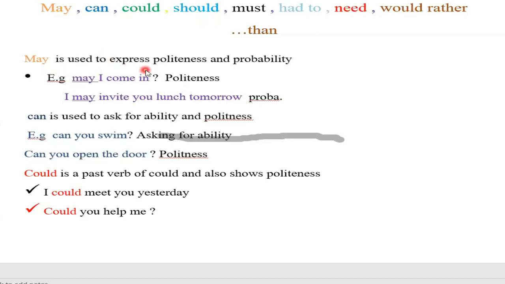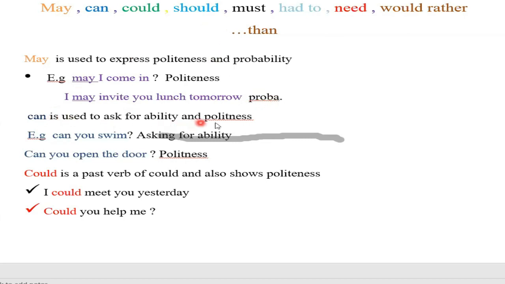May is used to express politeness and probability. There are two uses. The first use is to show probability, and the second is to show politeness. May I come in? When it is used as an interrogative, it shows politeness or permission. In the second case, I may, it shows probability.